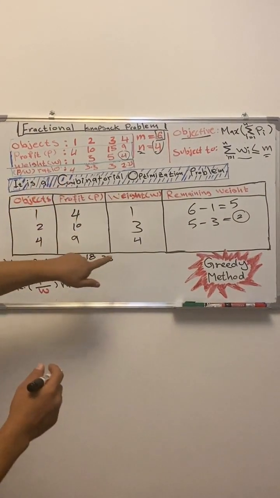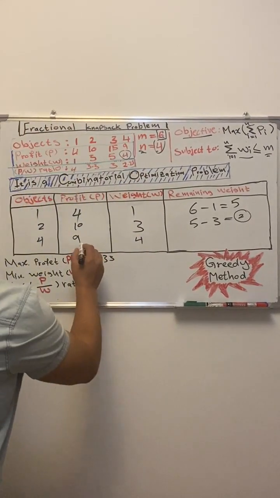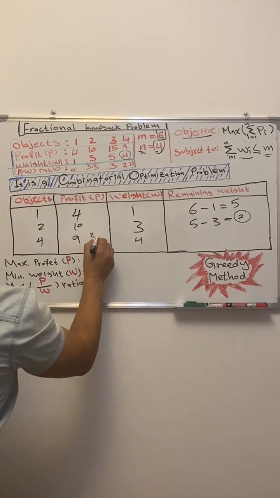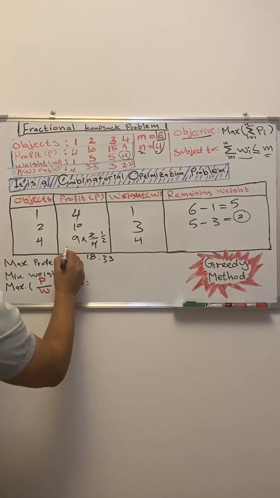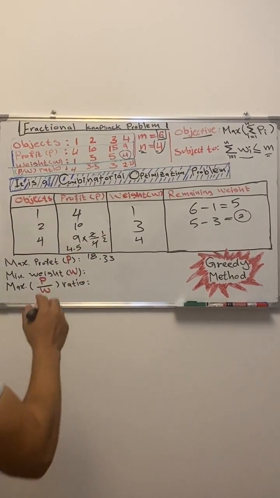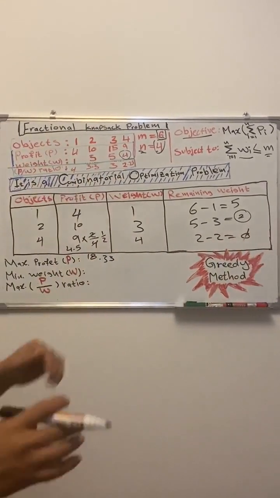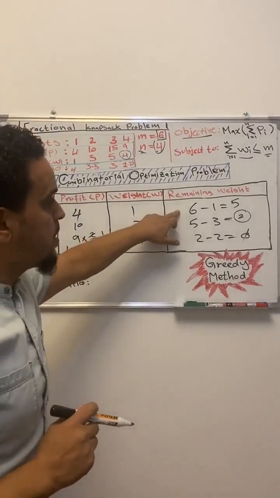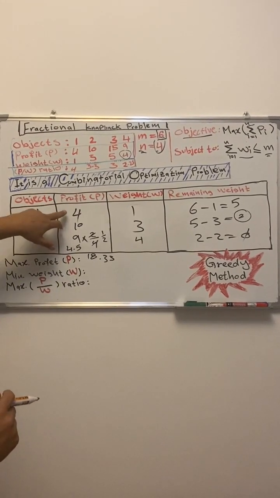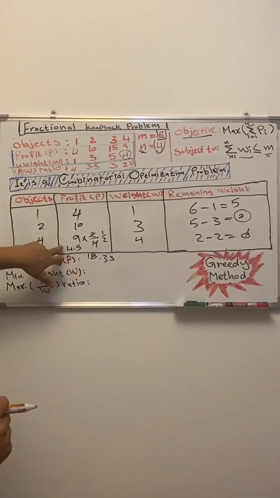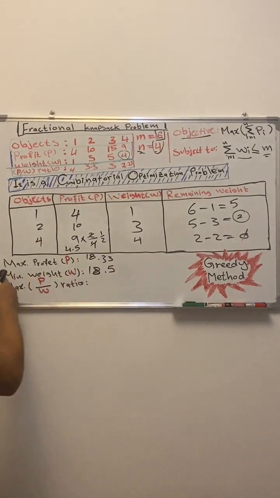Okay? Let's see. In this case, we're going to take only 2 units. So 2 units out of 4, so 2 out of 4 from the 9. So this is half of the 9. What's the half? It is 4.5. Okay? So if we calculate now, we took 2 minus 2, we have no more space. From 6, we are left with no space. So now, let's calculate this: 4 plus 10 plus 4.5, so it's 18.5. This is the second one.